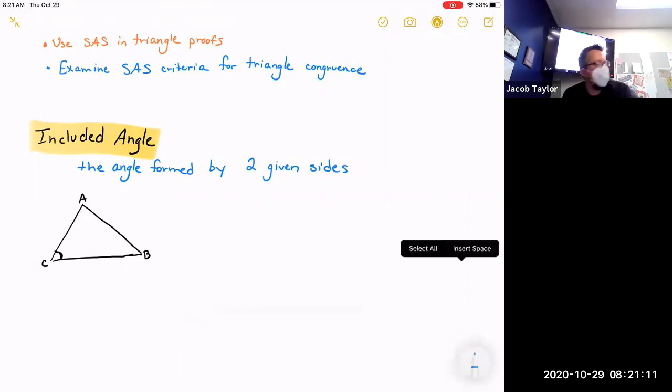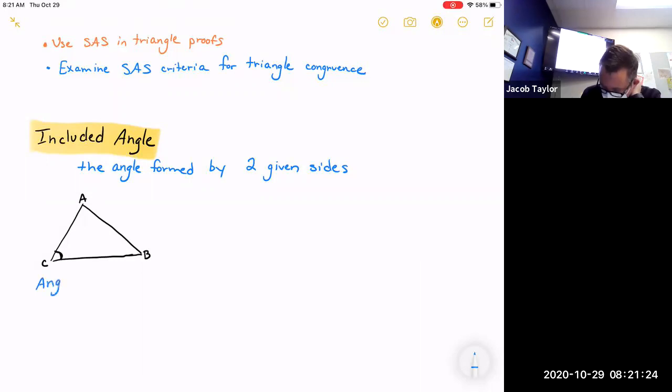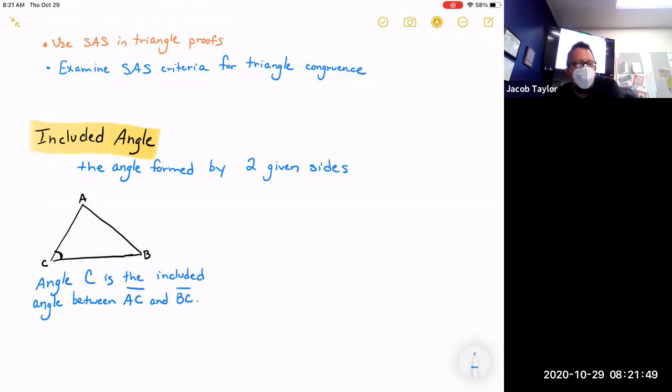So in this triangle that I just drew, triangle ABC, you'll notice I've indicated angle C. Angle C is the included angle between which 2 sides? Yes. Angle C is the included angle between side AC and side BC, or CB if you like.